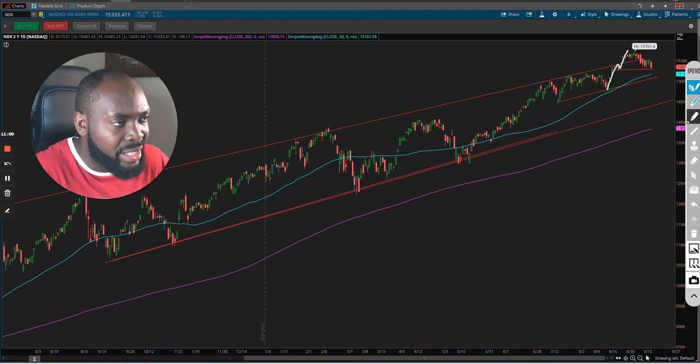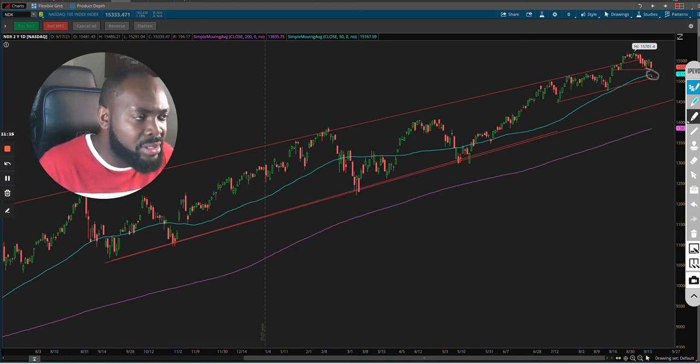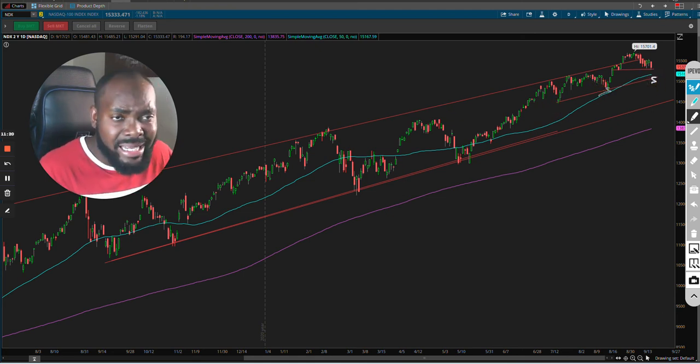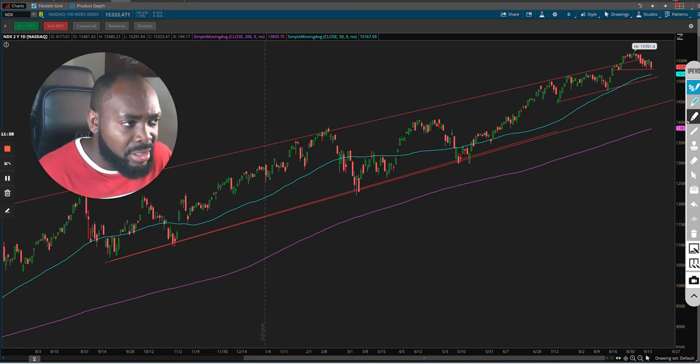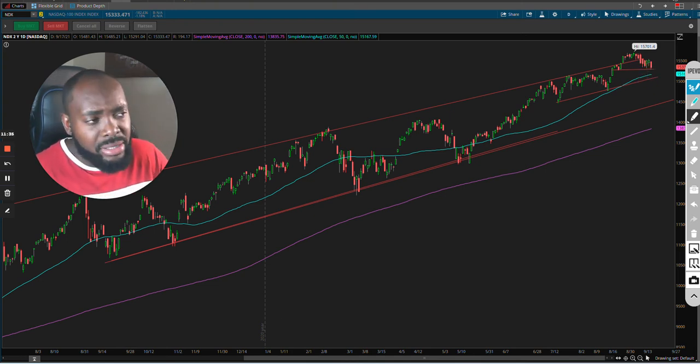Market broke out and we have been pulling back. Yes, we are building a base right here in the short term on the NASDAQ, but if we start to break down, we got the 50 simple moving average right here, which is also the short term support of the second channel. All right, so there's two strong levels right here that I feel like will support the NASDAQ if we continue to pull down a little bit more.